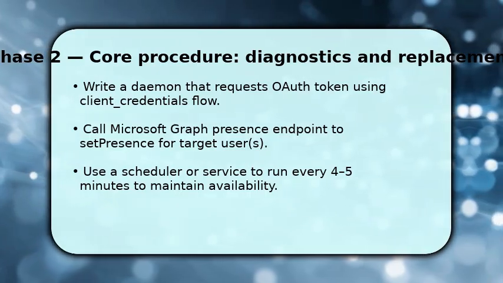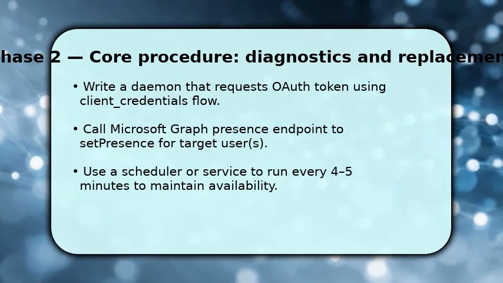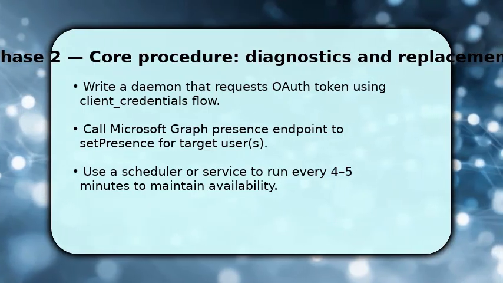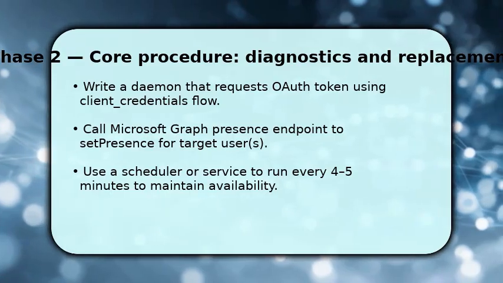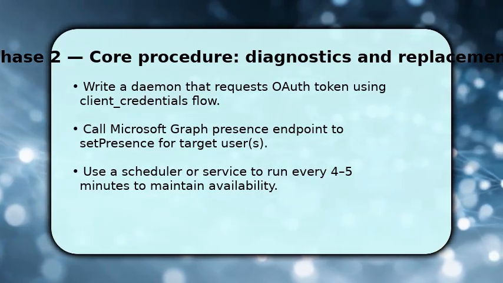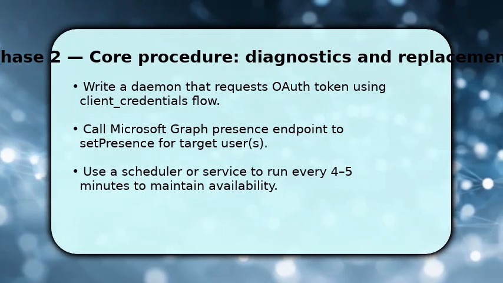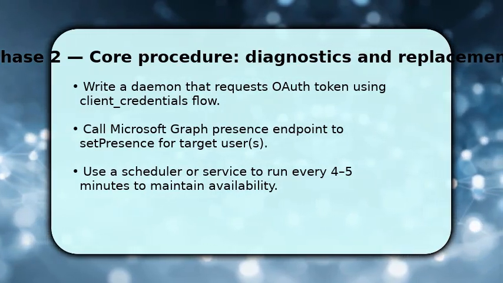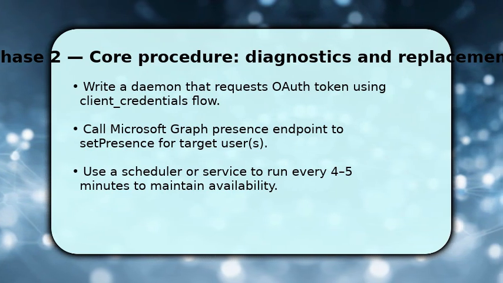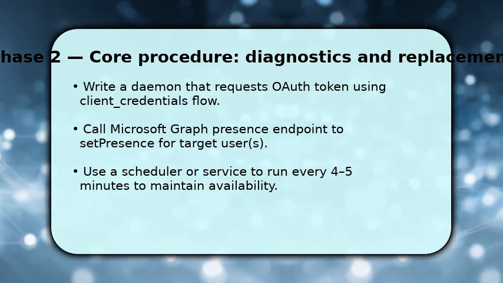Once you have a token, call the Microsoft Graph Presence / set presence endpoint for the user or service account and specify activity available and status available. Make sure the request repeats on a timer. Schedule it every 4 to 5 minutes. This regular heartbeat prevents Teams from switching to away because Graph receives continual presence updates.